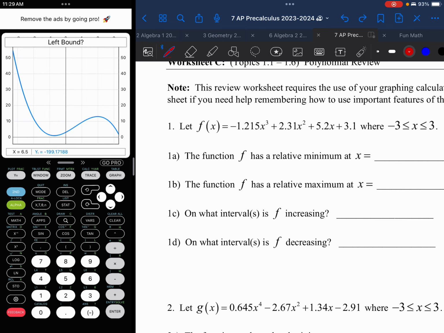It's asking me, where do I want my left boundary? I'm using my arrow keys in the top right of my calculator to change where my cursor is. Right now my cursor is, oh, it's way too far to the right. Let me move it back to the left here.